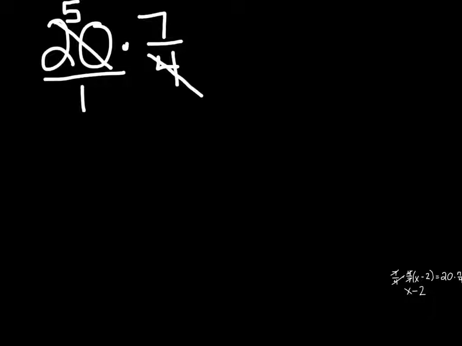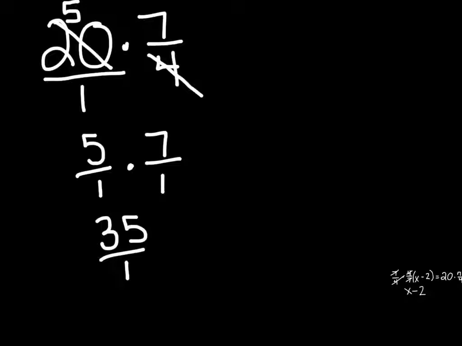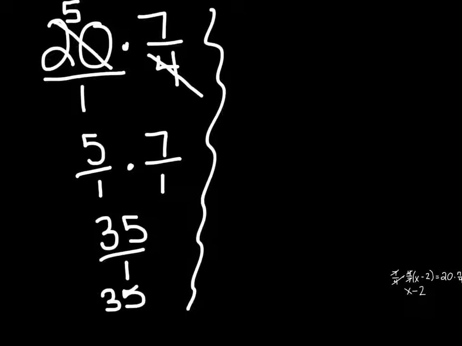So I'm left with 5 over 1 times 7 over 1. And what's 5 times 7? 35. 35 over 1, which is the same thing as 35. So that's way 1. Okay? What's the other way?